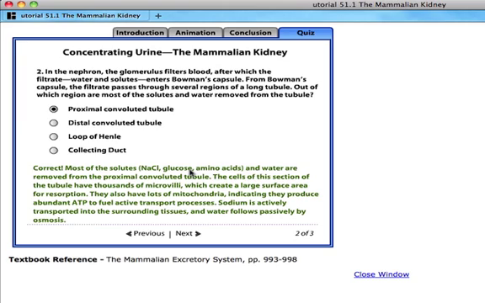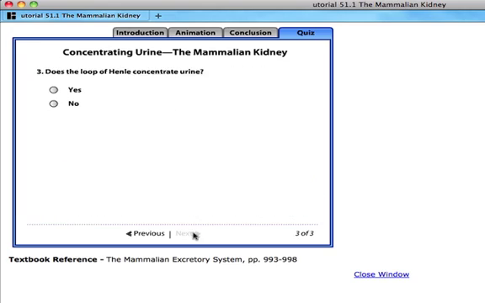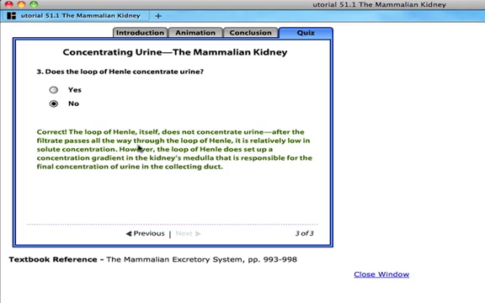As you can see, most of your solutes and amino acids and glucose, sodium chloride, and water are usually removed from the PCT. And finally, does the loop of Henle concentrate urine? What do you guys think? No, it doesn't. It only creates a gradient for the kidney's medulla, which is responsible for the final concentration of the urine in the medullary collecting duct.